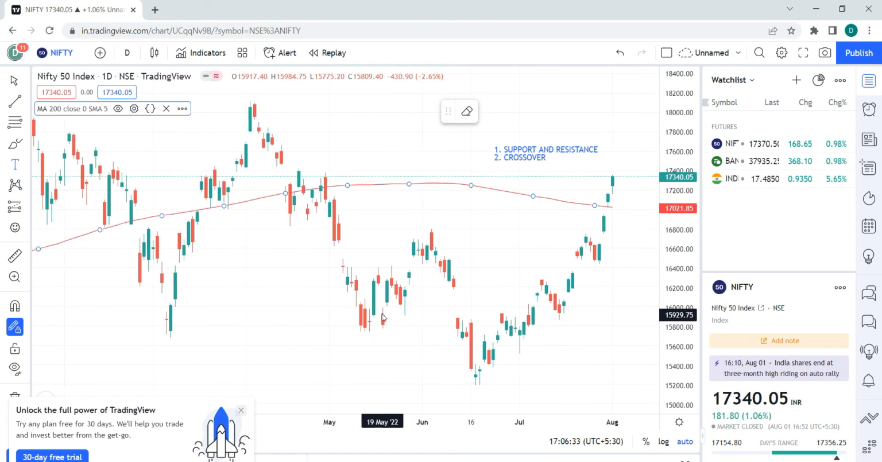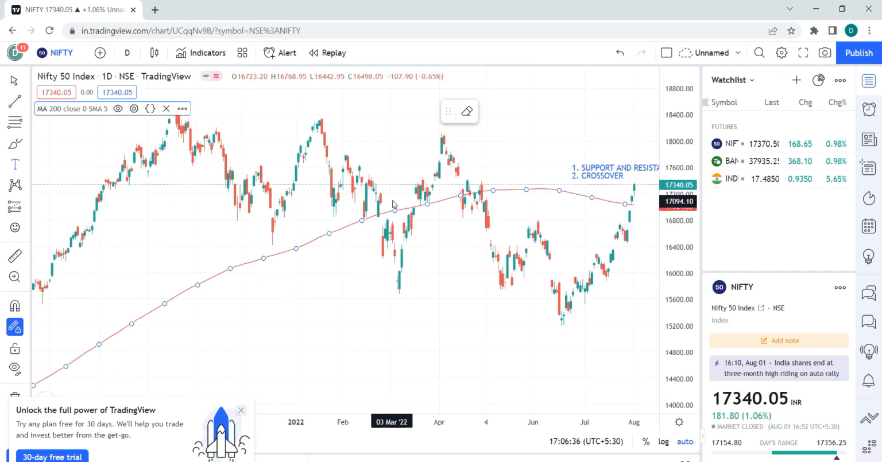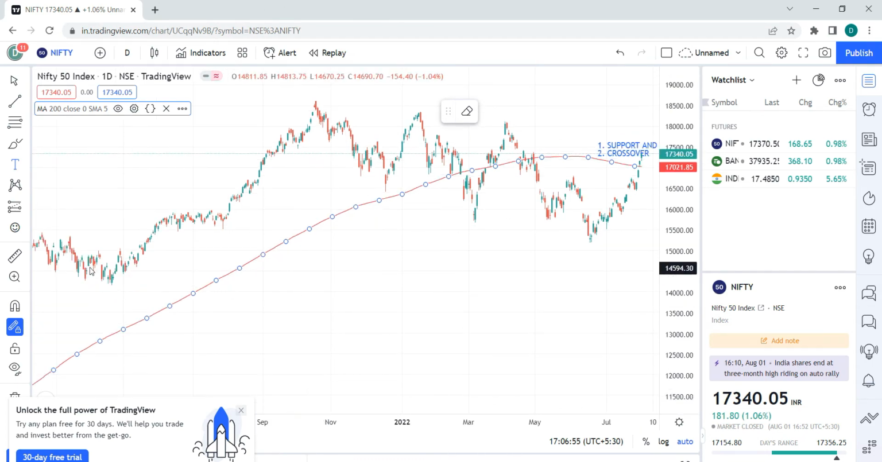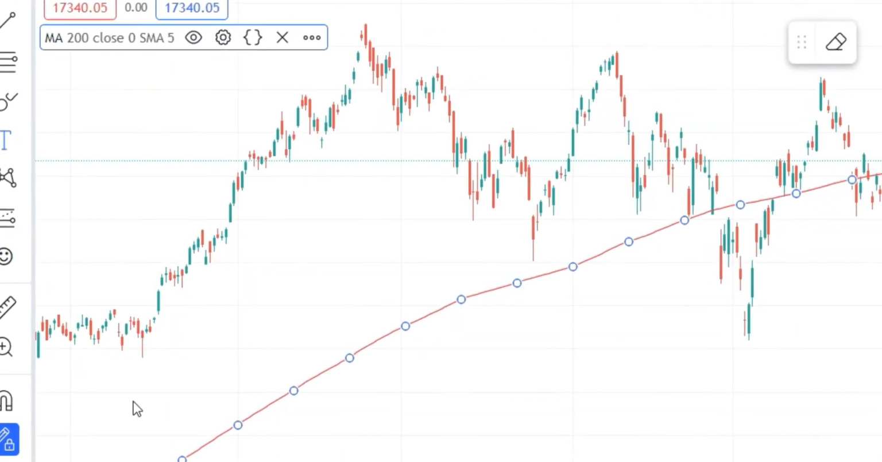So how do you say it is a support or it is a resistance? In an uptrend, when the market is in an uptrend, it acts as a support. Let me show you here. See, it was in an uptrend. Whenever it comes closer to this moving average, it is taking a support and moving. So this is acting as a support here.